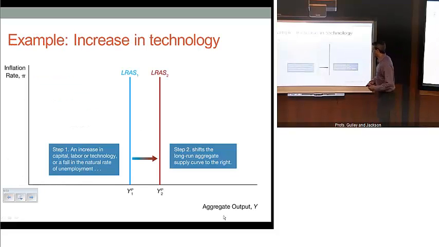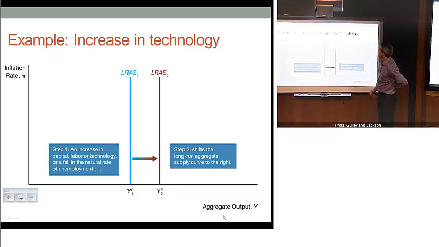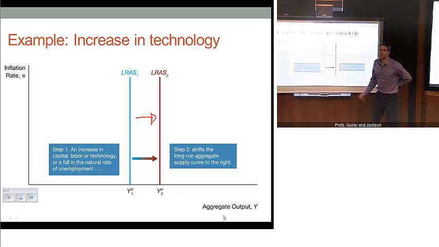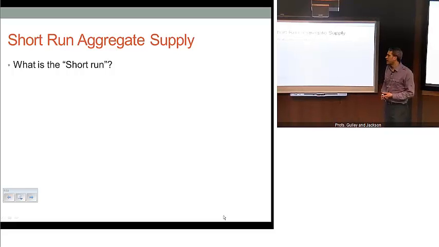And we can see a pretty basic example here. If we have, say, an increase in capital, improvement in technology, for instance, or a decline in the natural rate, all of that is going to lead to a shift to the right of our long-run aggregate supply curve. So regardless of what inflation rate you're looking at, your productive capacity has gone up, so you can produce more output. So that's pretty simple. The slightly more complicated one is our view of the short-run aggregate supply curve.